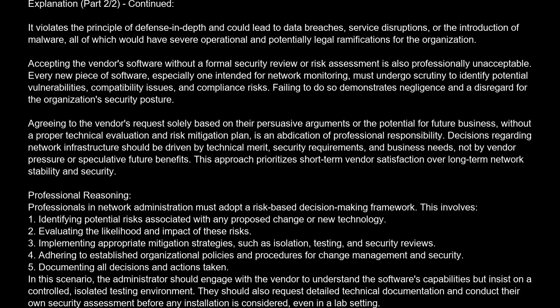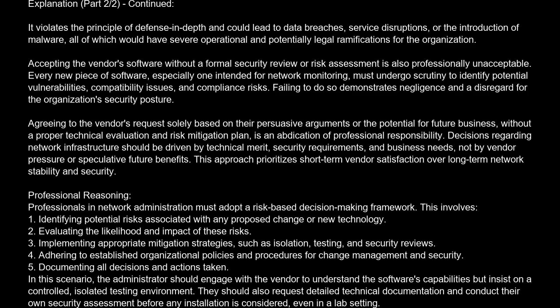Accepting the vendor's software without a formal security review or risk assessment is also professionally unacceptable. Every new piece of software, especially one intended for network monitoring, must undergo scrutiny to identify potential vulnerabilities, compatibility issues, and compliance risks. Failing to do so demonstrates negligence and a disregard for the organization's security posture.